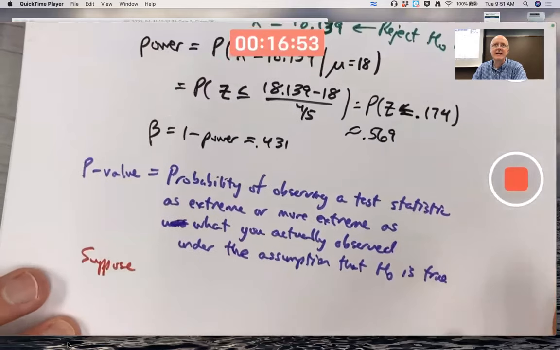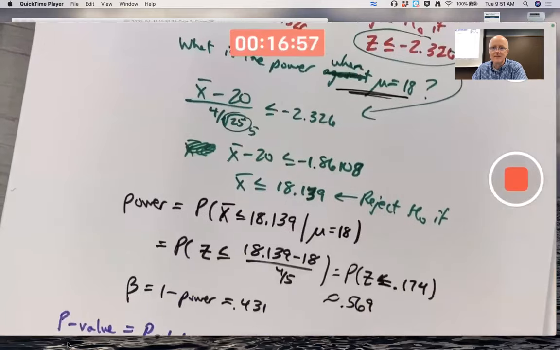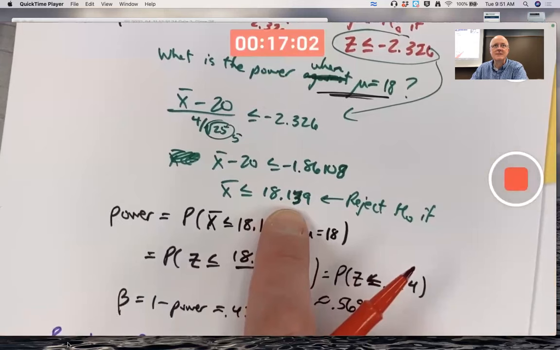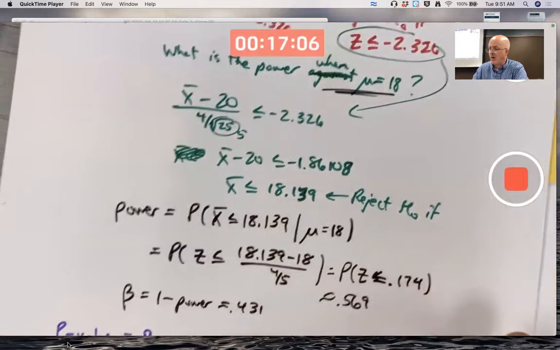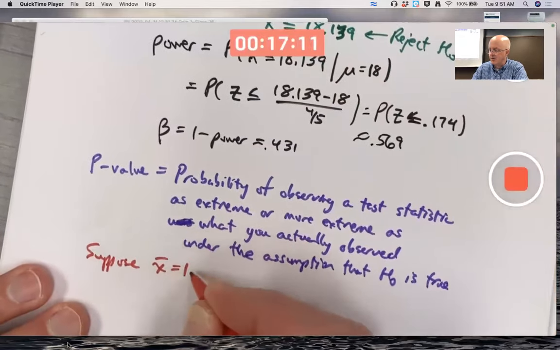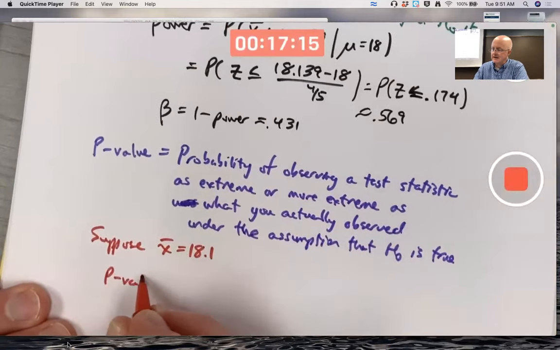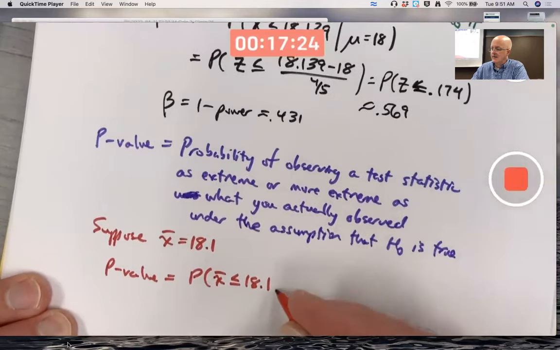Let's go ahead and suppose we get an X bar that I know ahead of time is going to be in the rejection region in terms of X bar. Let's pretend we get X bar equal to 18.1, say. Suppose the observed value of X bar is 18.1. The p-value of the test then is the probability of getting X bar less than or equal to 18.1, given that the null is true.